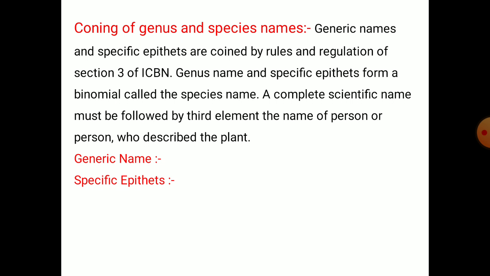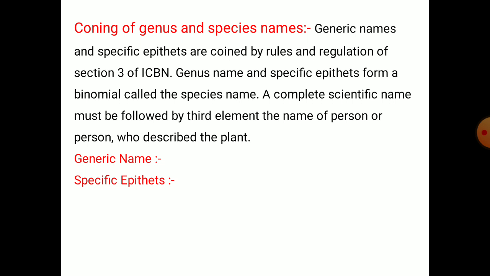The second is how the specific epithets are given. How is the name of the species given to that plant? How is the specific name given? It is in the form of the specific epithet, and it is one parameter that we can say is the morphological character taken into consideration. These morphological characters are the taxonomical characters taken into consideration.